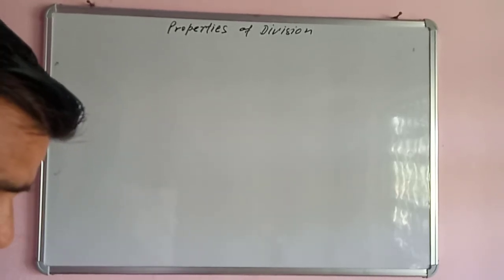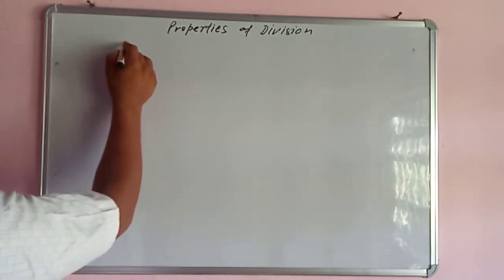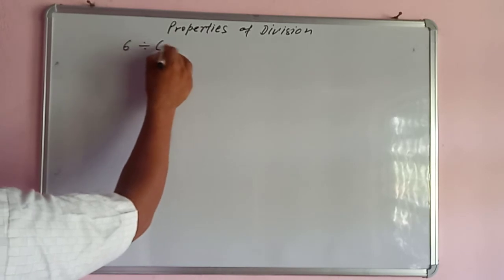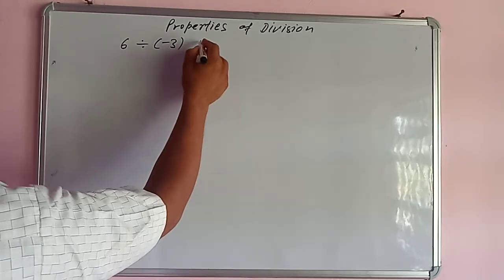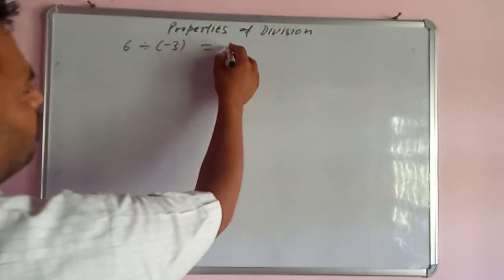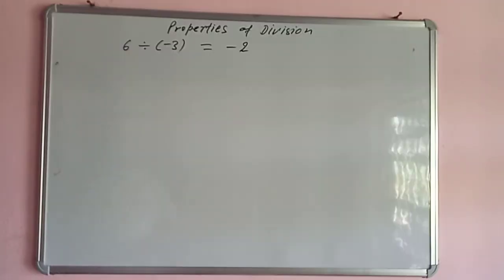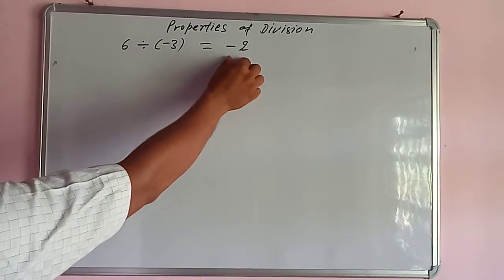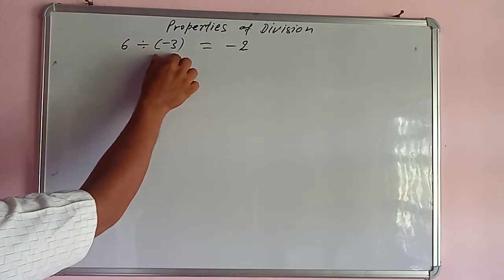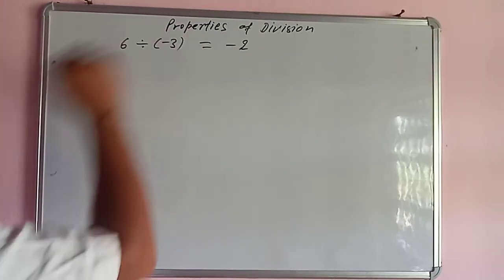Now we will discuss the properties of division. The first property is, if we divide 6 by -3, then what is the quotient? It is -2. Now the question arises, why is it -2? Because here the divisor is negative but the dividend is positive. There is one negative term, so our quotient is -2.